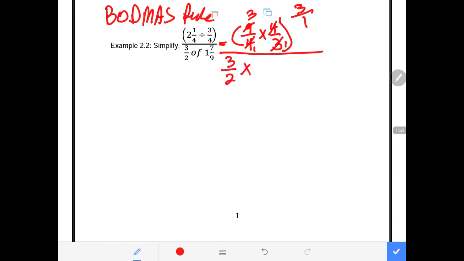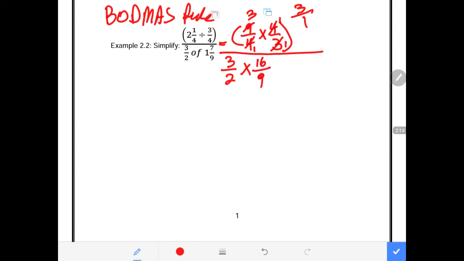Of is multiplication, then this of, it means multiplication. Then I will say 1 times 9 is 9 plus 7 is 16. 1 times 9 is 9 plus 7, that will give us 16. Therefore now we have 16 over 9.